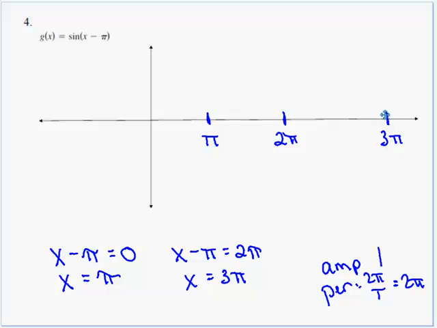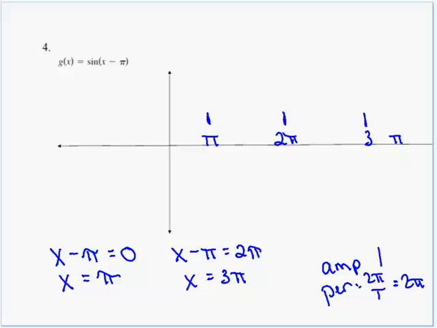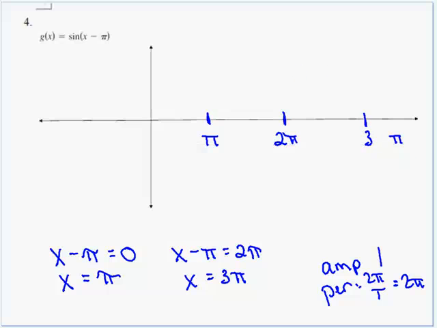That's a little off, so I'm going to move this over. There we go. Now, we're going to start at pi and end at 3 pi.